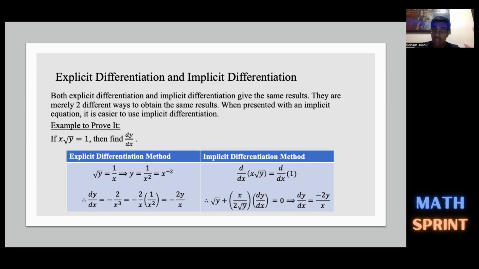Regardless of whether you use explicit differentiation or implicit differentiation, you will obtain the same result. Implicit differentiation is simply an alternative to explicit differentiation. Check the problem over here. If x times the square root of y is equal to 1, then we have to find dy by dx. So follow through the steps for both explicit and implicit differentiation. You get the same result. Dy by dx is equal to minus 2y, the whole thing divided by x.